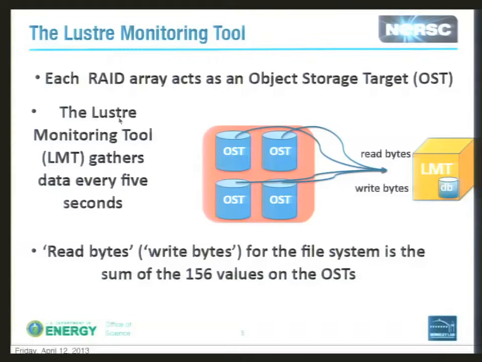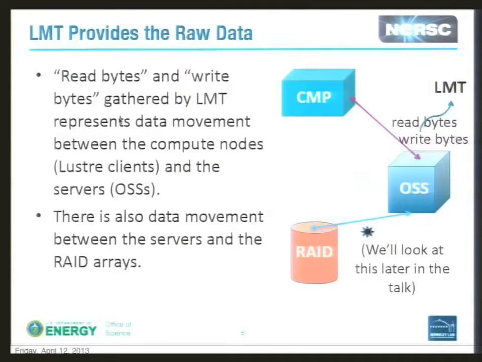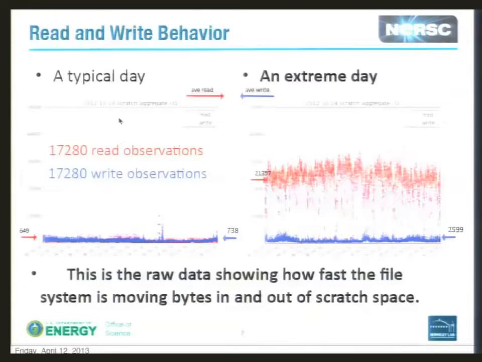You understand about OSTs, and the Lustre monitoring tool is just something that's off the cluster, a database collecting information. The kind of information you're getting is how many bytes were read and how many bytes were written, but we're also interested in that channel down at the bottom, the actual OSS talking to the RAID arrays. So this is what LMT data looks like. Time is on the x-axis, megabytes per second is on the y-axis, red is for reads, blue is for writes.